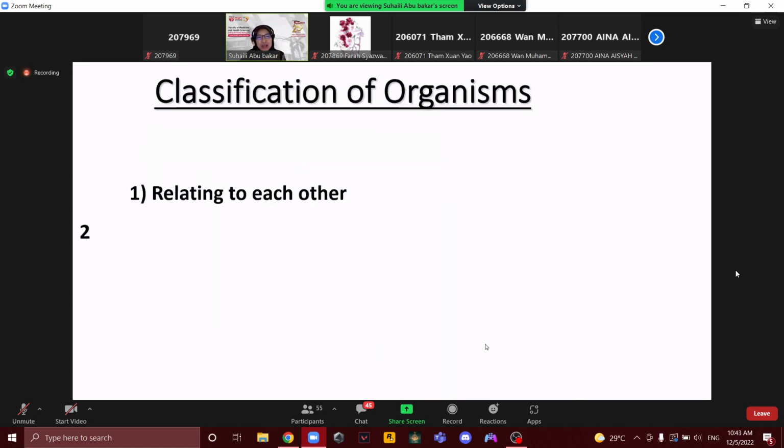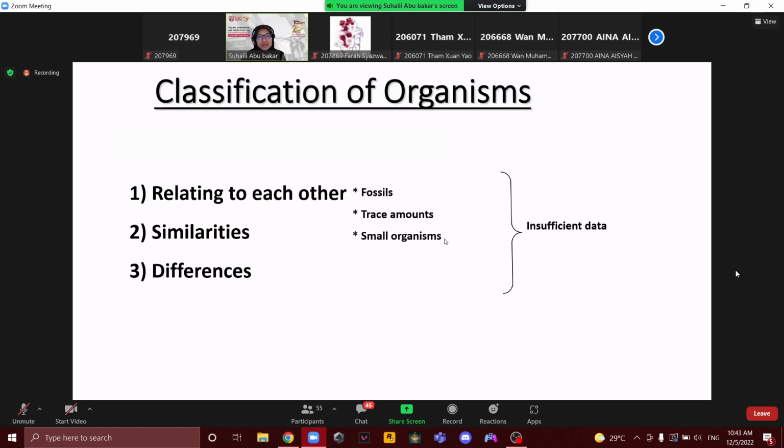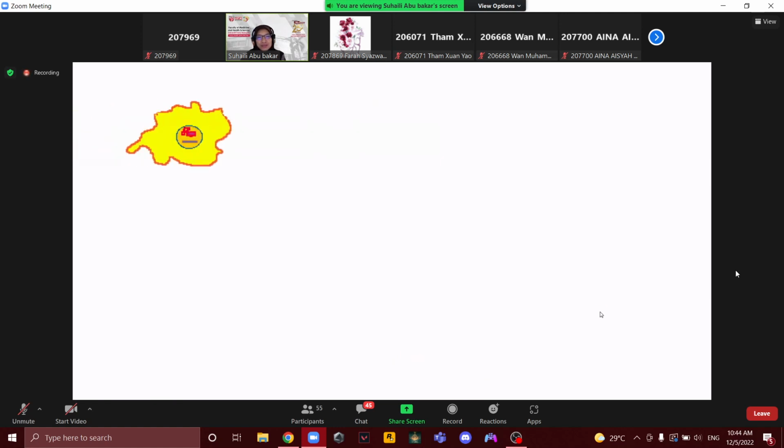Classification of organisms. We want to relate the organisms to each other. We want to see any similarities and also any differences. So you have to do PCR. We got small amounts of DNA from all of these, and then we amplify. Another analogy.